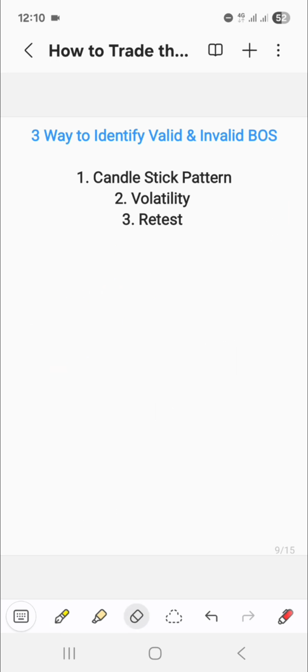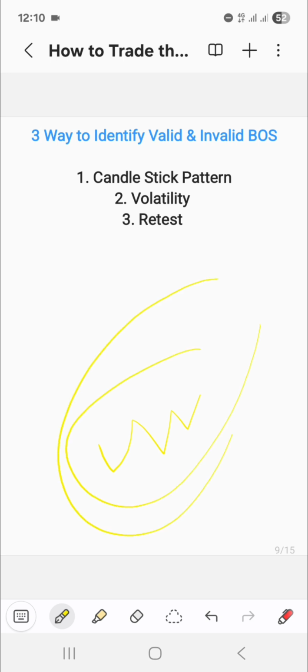So you can call it a valid break of structure in a candlestick format. And on the other hand, maybe in a situation whereby it's not just one candlestick that breaks the structure, you have multiple candlesticks. You have to be sure that at least you have consecutive bullish candles going up in an upward direction with at least a high volatility. Do you get my point?